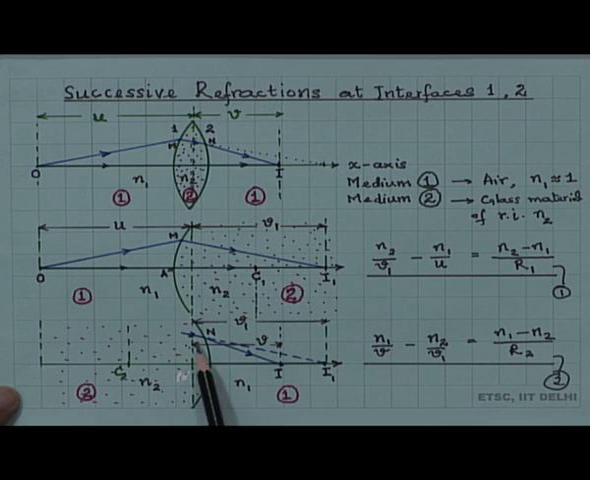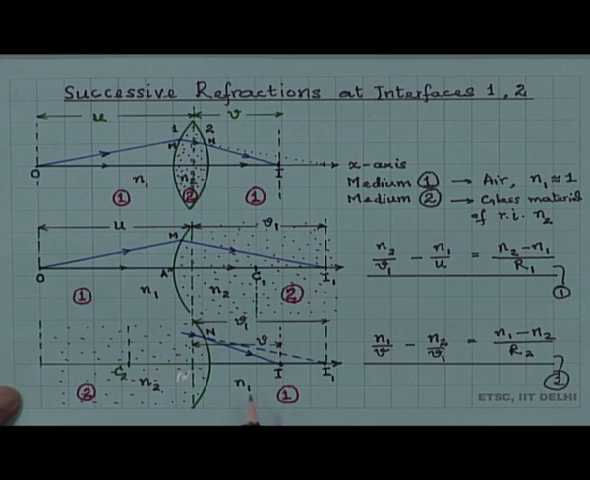Therefore, the formula is: refractive index of the second medium is on this side. So, this is now n2, the refractive index of the second medium, divided by the image distance, which is V. What is shown here, V, from the center to I, this is V.